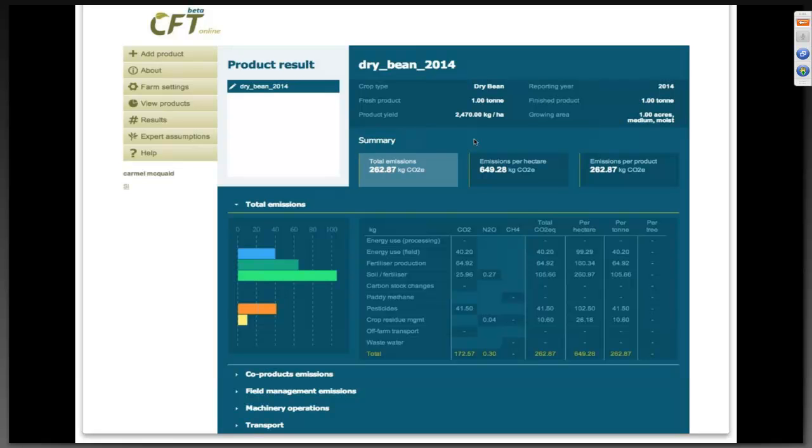And the farmer can put in more scenarios. If he changes particular measures, you can see the difference between those scenarios and see where he can reduce greenhouse gas emissions.